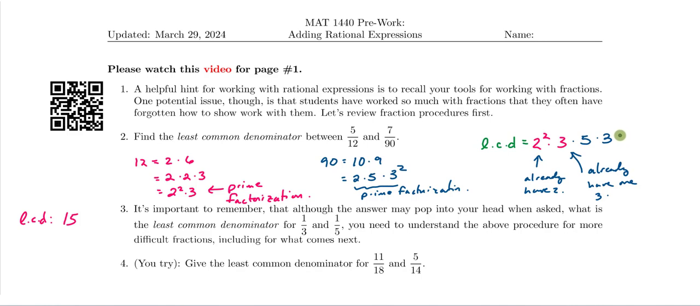So let's go ahead now and compute what the least common denominator is by simply multiplying these numbers together. If you were to do 2 squared times 3 times 5 times 3, that comes out to be 180. And so the least common denominator across these two fractions is 180.